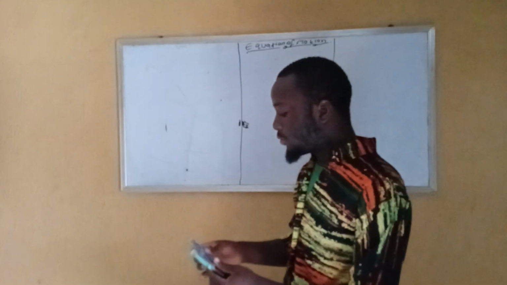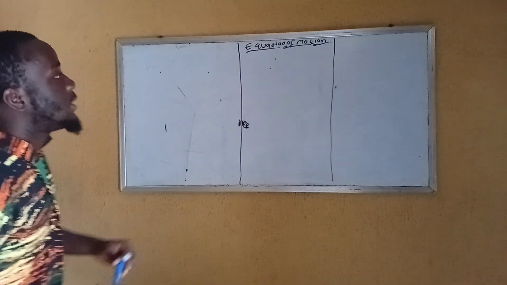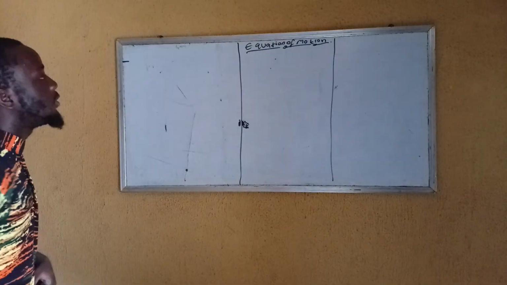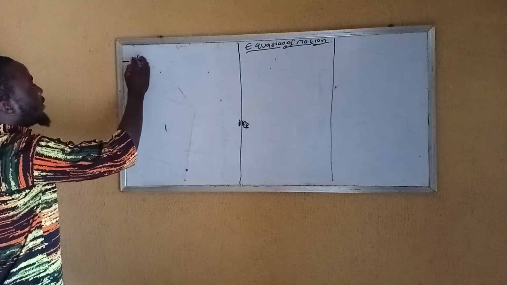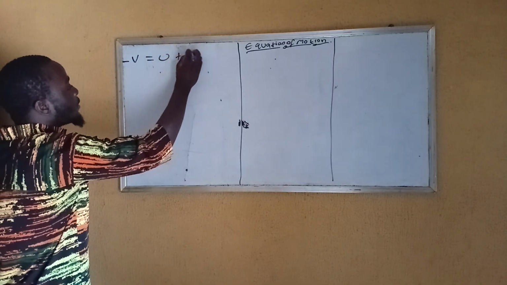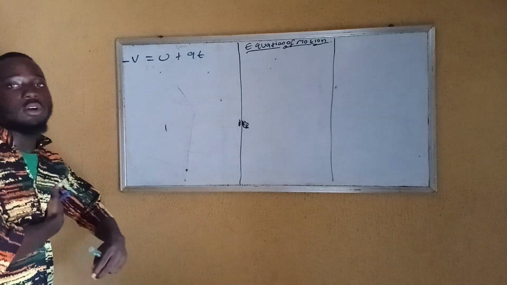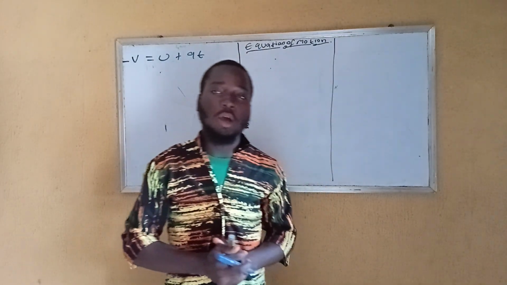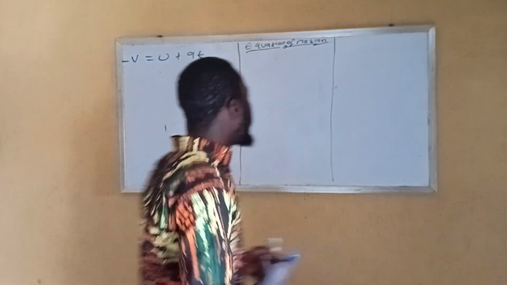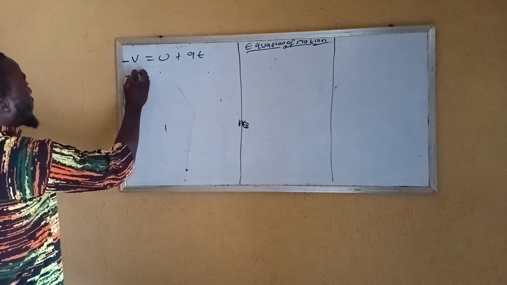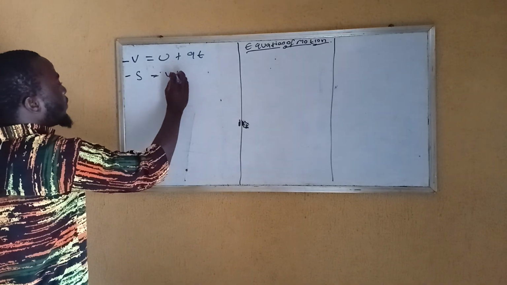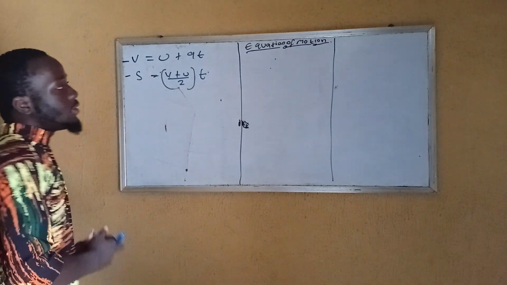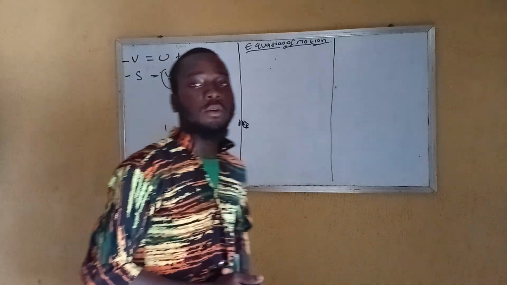So the first equation of motion, let's first list it out, is v equals u plus at. That's the first equation of motion. I'm going to be telling you how they derive all this as time goes on. The second one is s equals (v plus u) all over 2, multiplied by t. This is the second equation of motion.